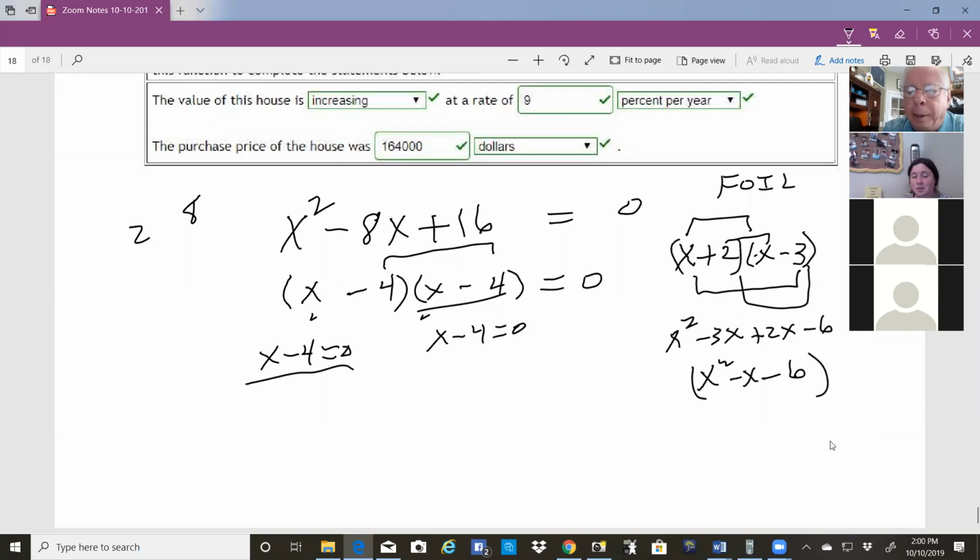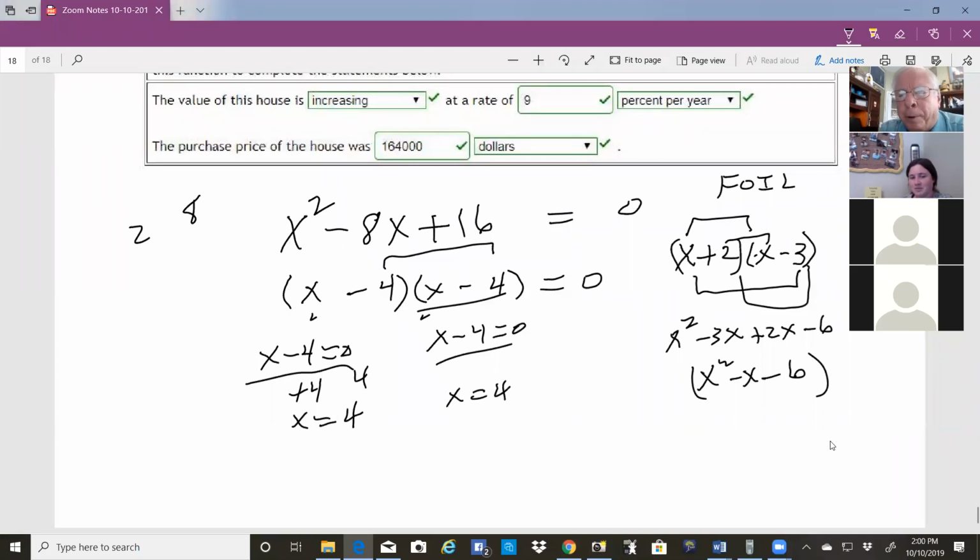X minus 4 equals 0? Right. What is x? Right, I'm sure you did that, but what you did was add 4 to each side. You get x equal 4. Okay. Same for this one, x equal 4.